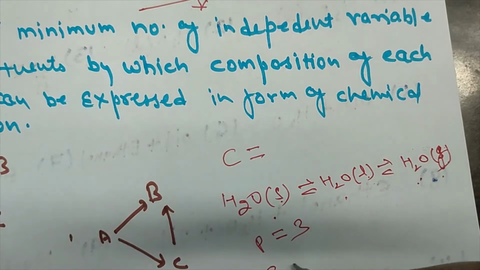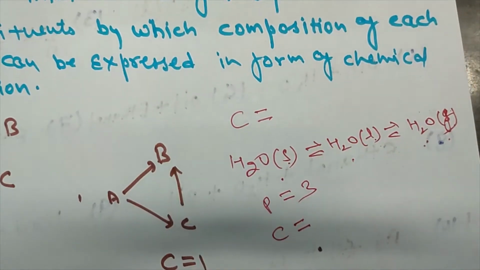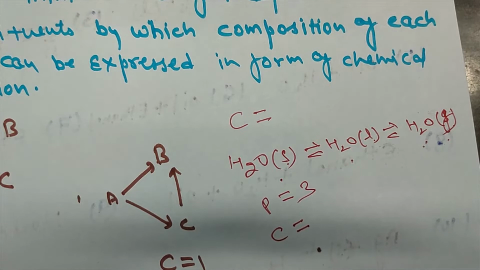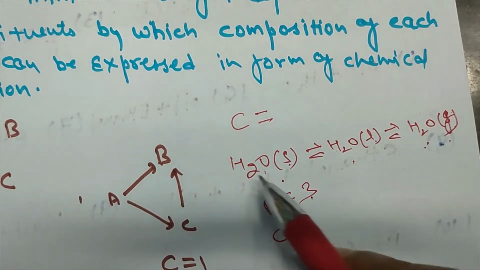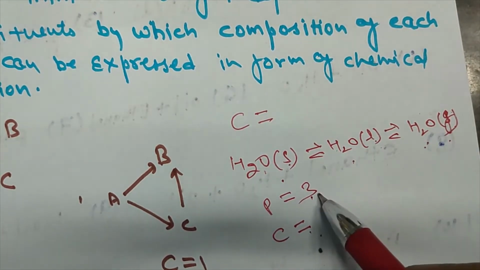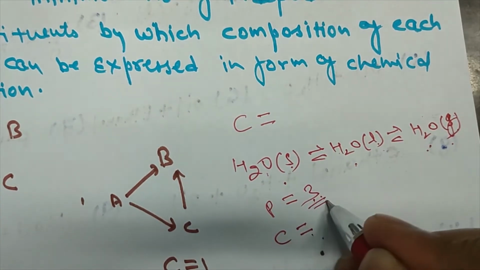Now what I am going to ask you is, what is the component? See, a component is simply a chemical species or chemical compound. They are all chemical compounds. A minimum number of chemical compounds. Minimum number means minimum: 1, 2, 3, it doesn't matter. It should be the minimum to justify all these 3 phases, like if I take any of these, it can explain all 3 phases.